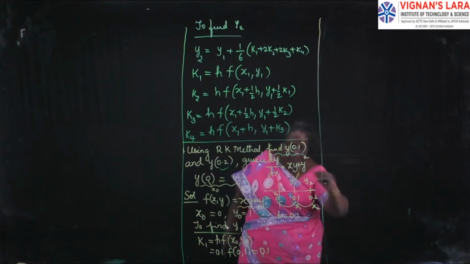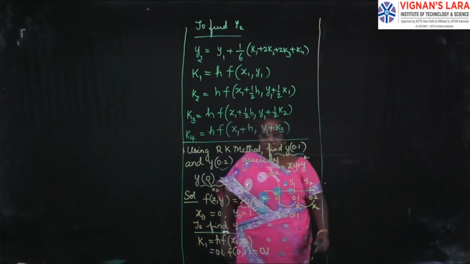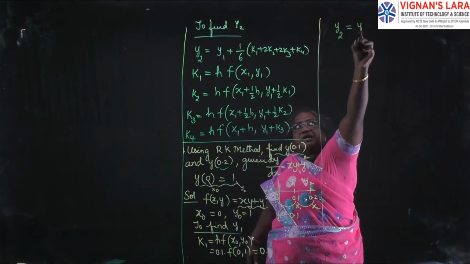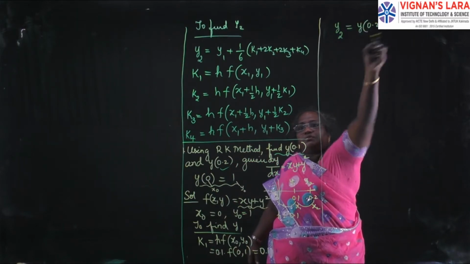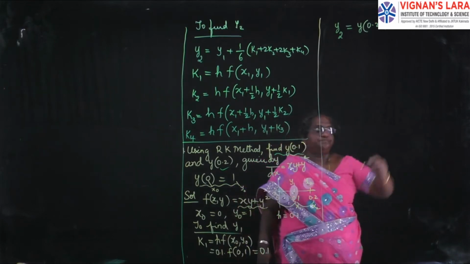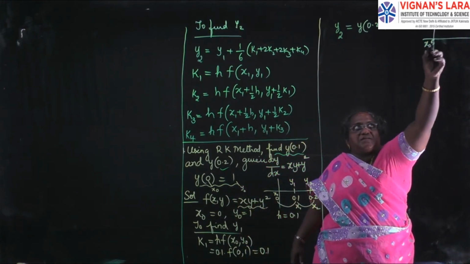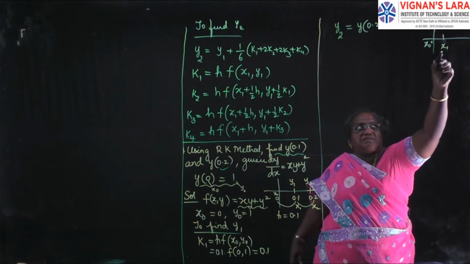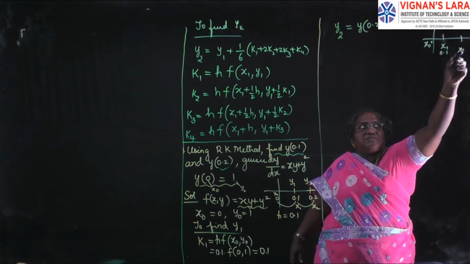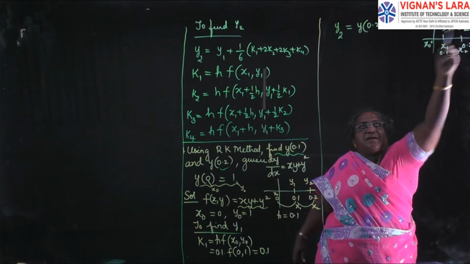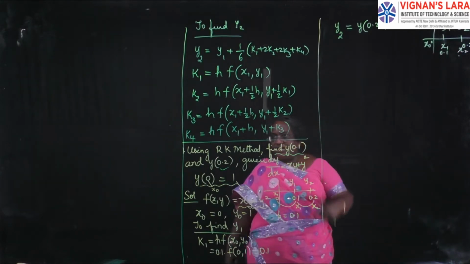Okay. Yes, now let us calculate y2. So y2 means we have to calculate y at 0.2. So we have seen here x value, x0 we are starting at 0, x1 is at 0.1, x2 is at 0.2. So correspondingly we have calculated y1. Now let us calculate y2.